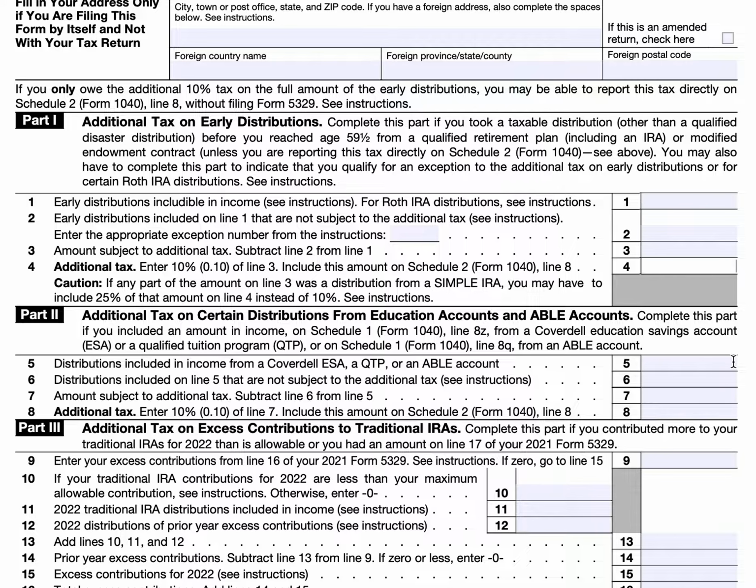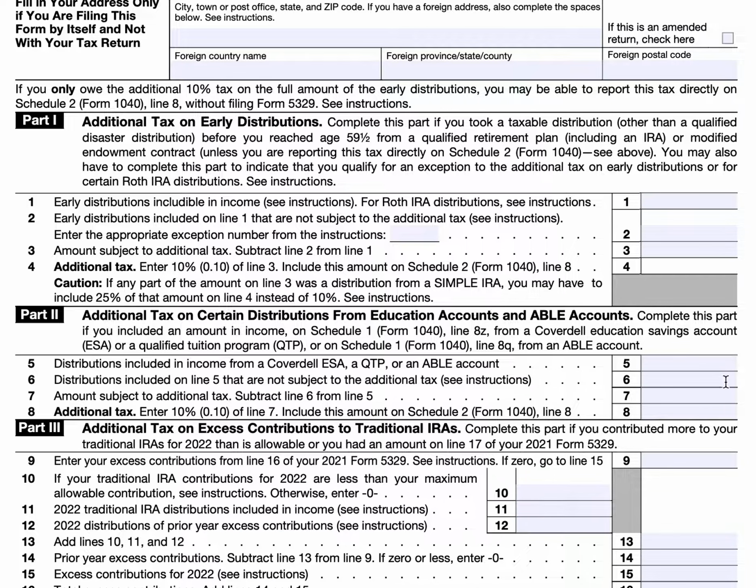In Part 2, we'll calculate the additional tax on certain distributions from education accounts and ABLE accounts. You'll complete this part if you included any amount in income on Schedule 1, line 8Z, from a Coverdell Education Savings Account or a qualified tuition program, or on Schedule 1, line 8Q, from an ABLE account.